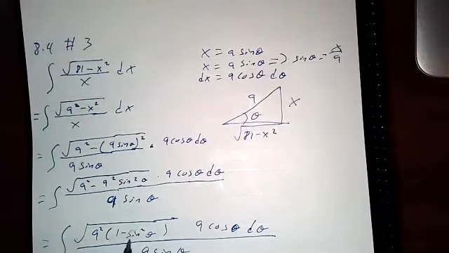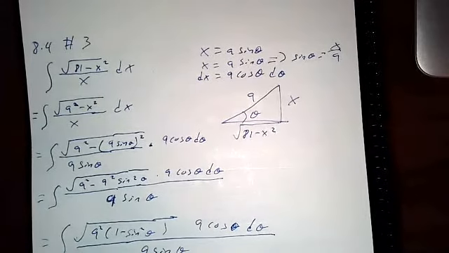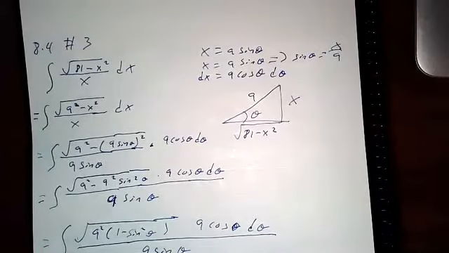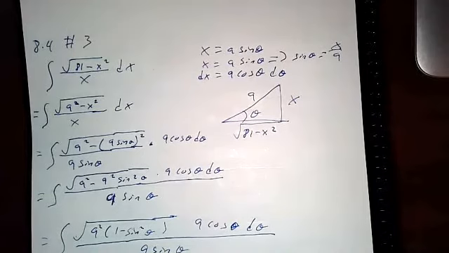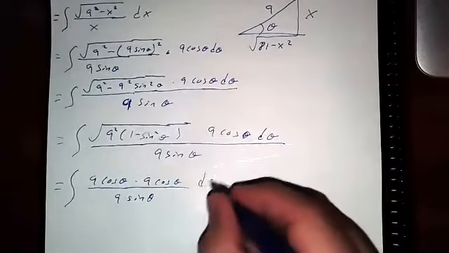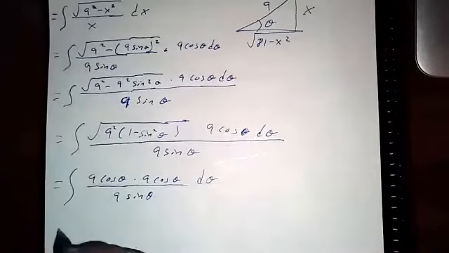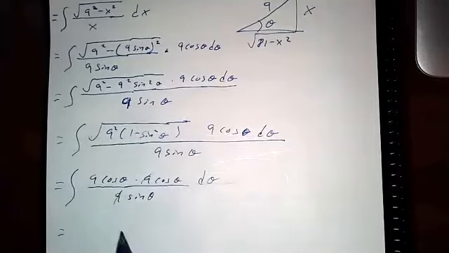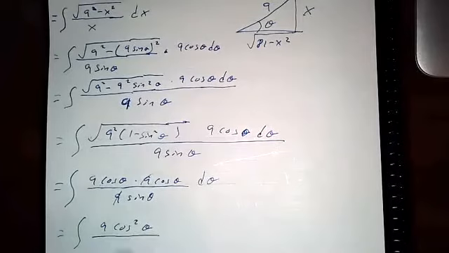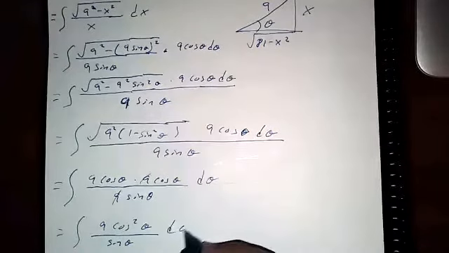So this would become cosine, and then come out as 9 cosine theta times 9 cosine theta over 9 sine theta. I think. Yeah, there we go. That's better. Thank you. All right, so now one of those 9s is gone. We'll have 9 cosine squared theta over sine theta d theta.